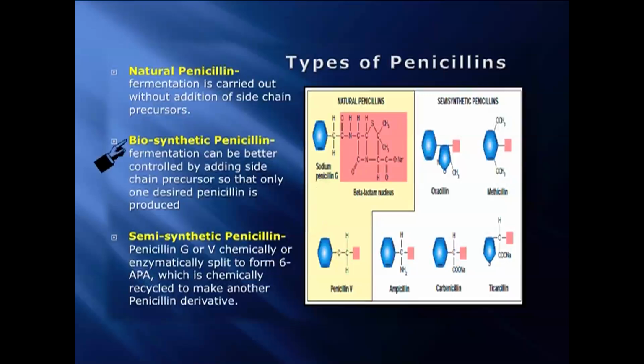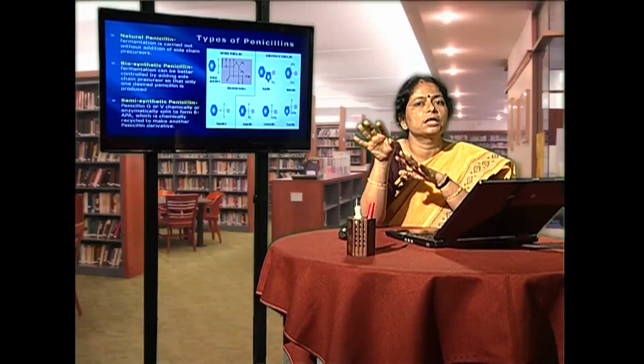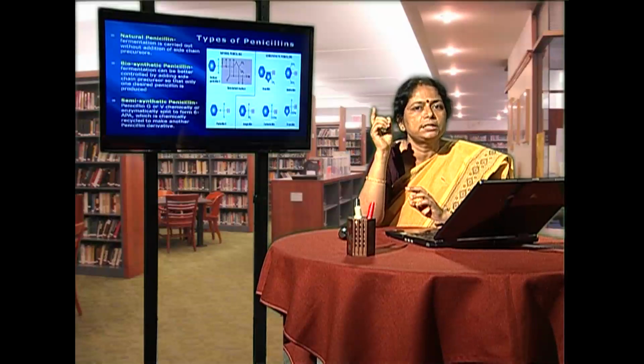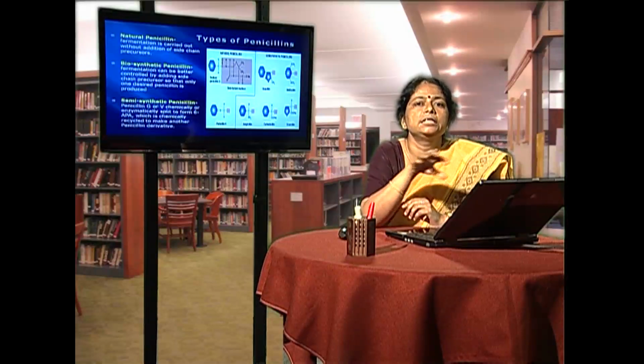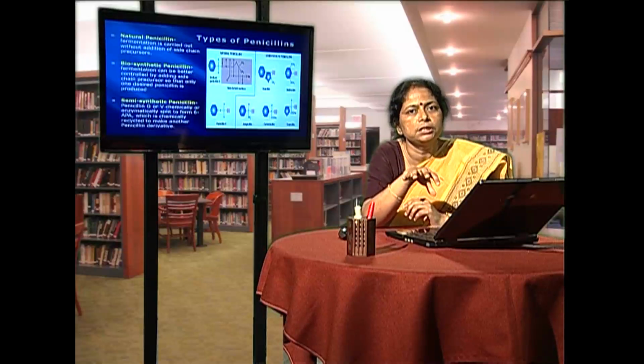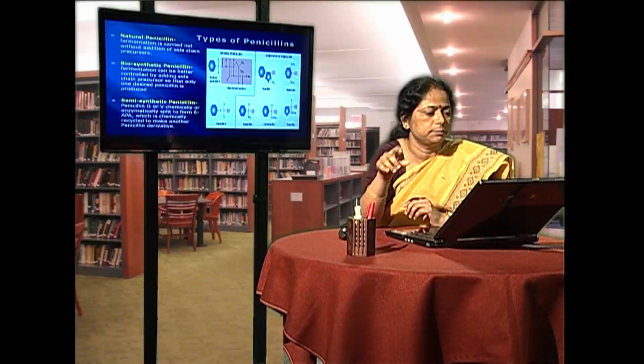In the case of biosynthetic penicillin, the fermentation, that means the antibiotic production which is carried out in the industry, takes place or it is controlled by adding the side chain precursor, so that we have production of only one type of penicillin. Now in the natural penicillin, numerous types of penicillin may be produced, and out of this only benzyl penicillin is effective. In order to inhibit the production of other compounds and to produce only one type of penicillin, the industry goes in for the production of biosynthetic penicillin, that is, addition of side chain precursor is done in the fermentation, and we have production of only one type of penicillin.